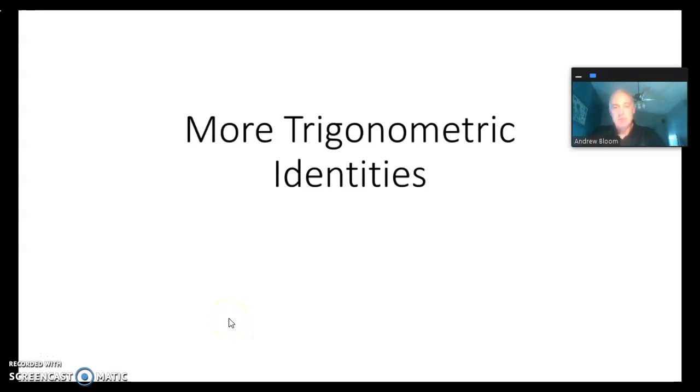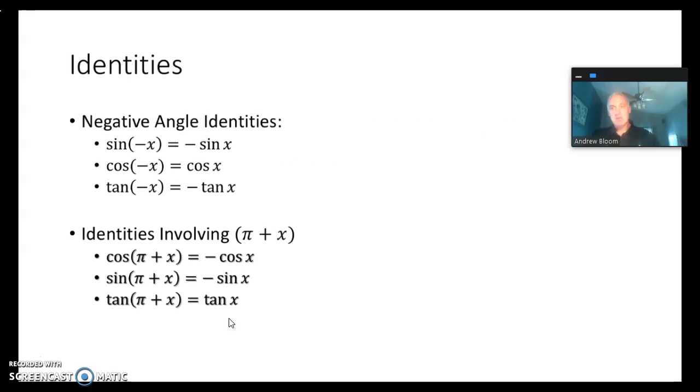Today we're going to take a look at some more trigonometric identities. And really for the remainder of this chapter, we're going to continue to build the library of trig identities that you have available to you that you'll want to be able to use all through calculus. So today we're going to look at the negative angle identities and these identities that involve pi plus x.